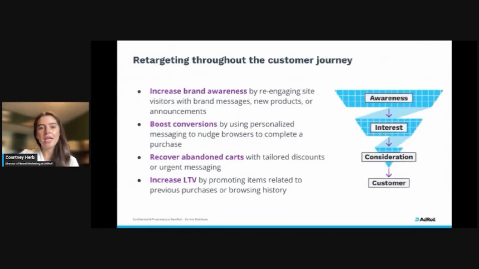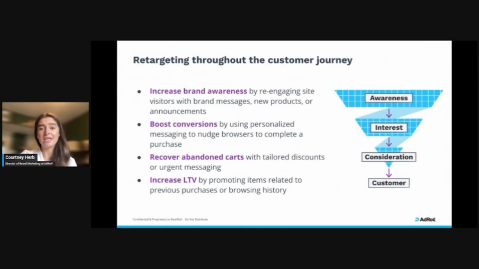Because retargeting can create personalized messages across so many different platforms, it can be huge for both building relationships with prospective customers and then driving them to convert, as well as really garnering that loyalty with your existing customer base. So retargeting ads can drive a bunch of different actions across this user journey from the top of funnel all the way down to the bottom.